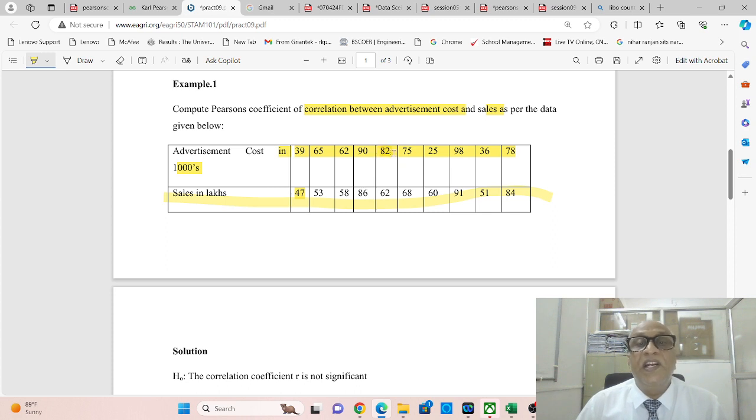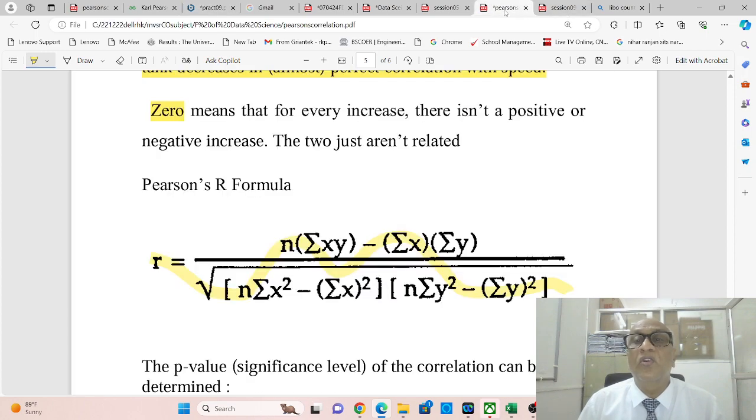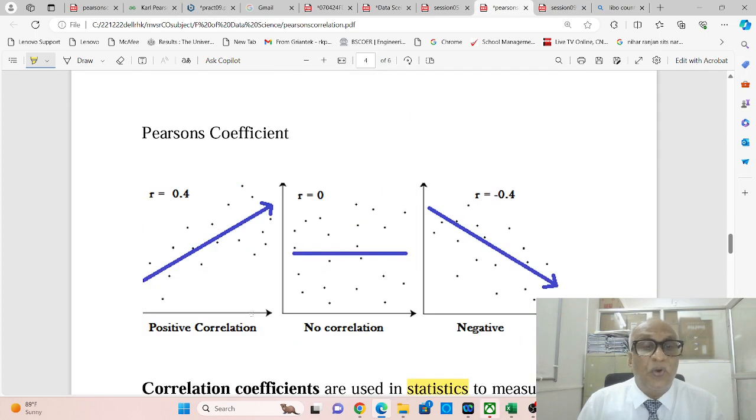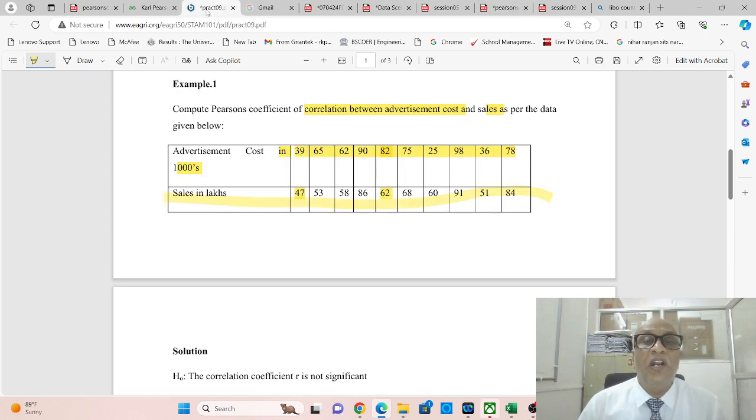Suppose I am spending 82,000 for advertisement. The sales is up to 62 lakhs, like that. So we need to find the correlation coefficient. Correlation coefficient means what we need to find out? We need to find out whether it is positive correlation, whether it is no correlation, or whether it is negative correlation. Okay. So these are the three aspects we need to find out.